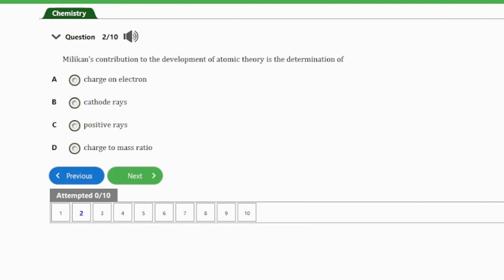So let's consider the next question, and that's question number 2. It says, Millikan's contribution to the development of atomic theory is the determination of A, charge on electron, B, cathode rays, C, positive rays, D, charge to mass ratio. So guys, the answer to this question is option A, and that's charge on electron. Millikan's contribution to the development of atomic theory is the determination of charge on electron. So let's consider the next question.